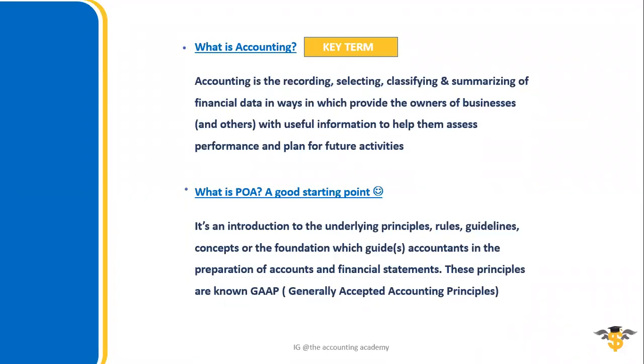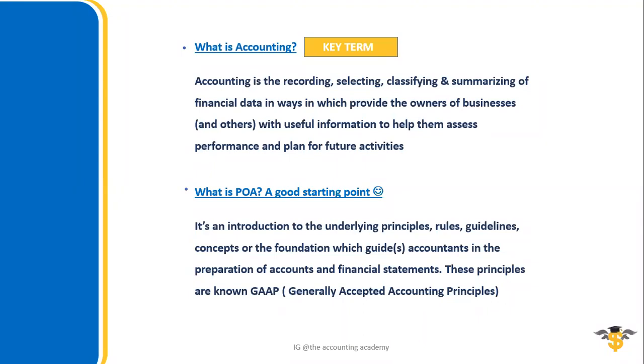Let me just go over that again. Accounting is a few things. It's actually a process. There's a cycle. So it's recording, selecting, classifying, and summarizing of financial data or information. And you're going to do that in a way that is going to provide the owners of the businesses, right? Because we're going to be doing accounting in a business, either your own business or somebody else's business. So you're going to provide the owners of businesses and other people. We're going to talk about some of the other people who would want this information later on, with useful information so that they can assess performance and plan for future activities. And that right there is the main purpose of accounting.